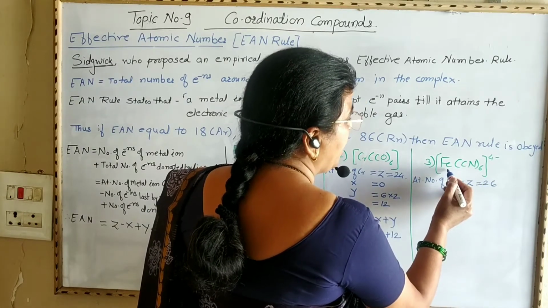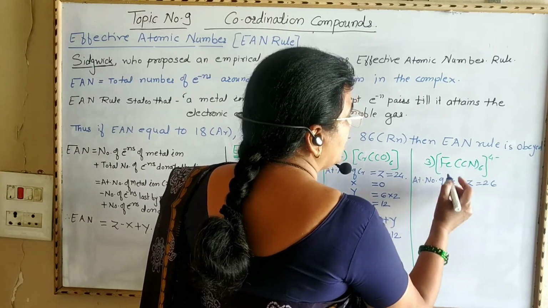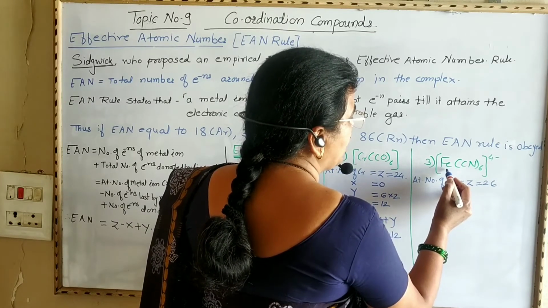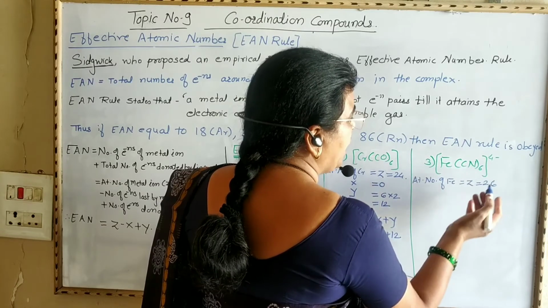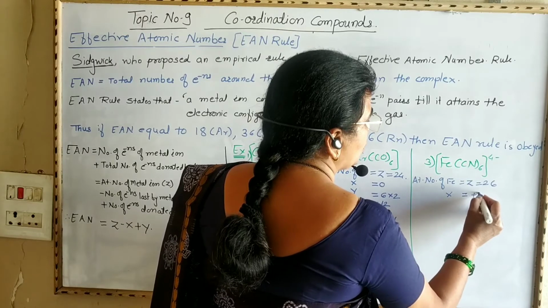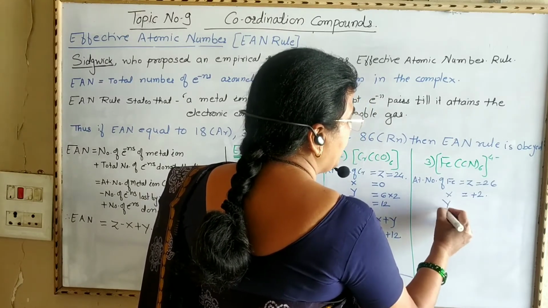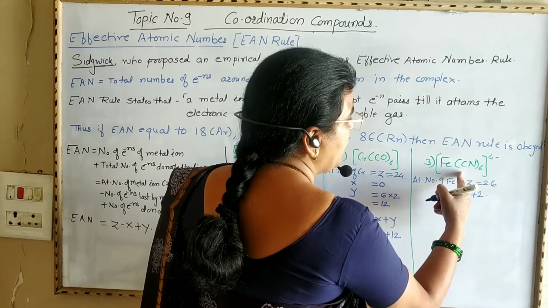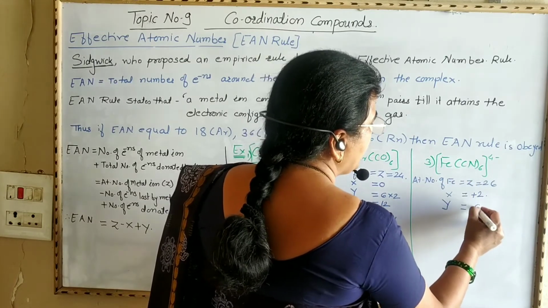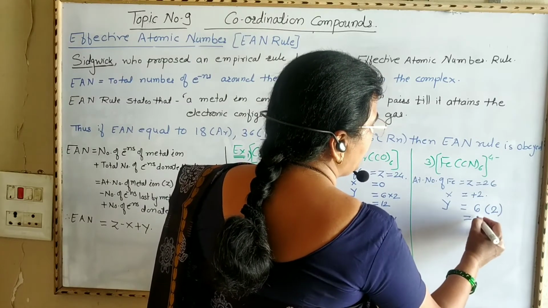Oxidation state of ion is +2. Now here, this +2 oxidation state of ion is obtained by gaining 2 electrons. Therefore X is equal to +2. Now next one, Y, that is number of electrons donated by this cyanide. Now here there are 6 cyanide and each cyanide donates 2 electrons, therefore it becomes 12.